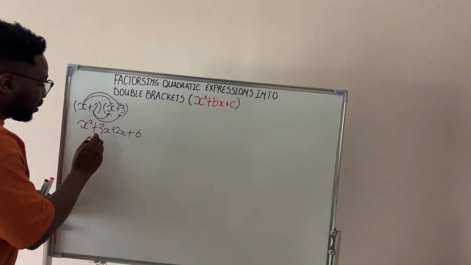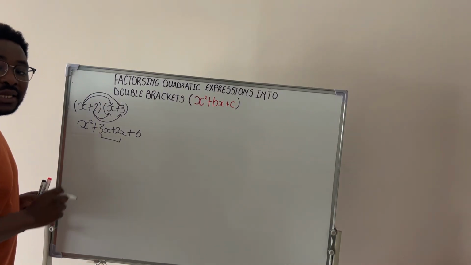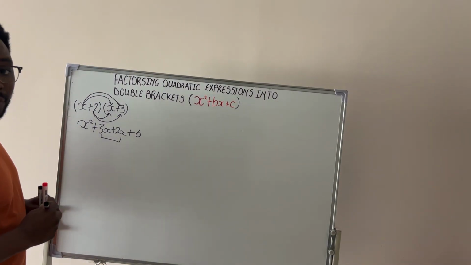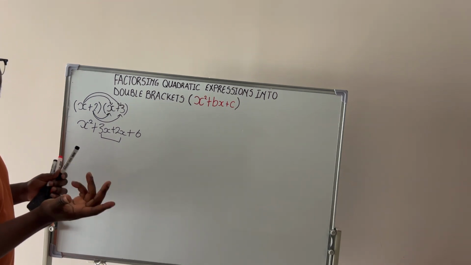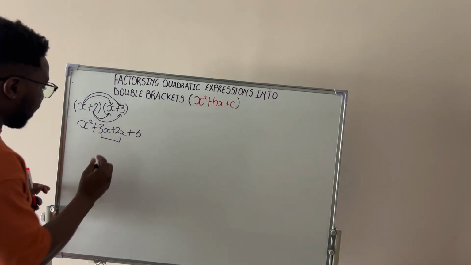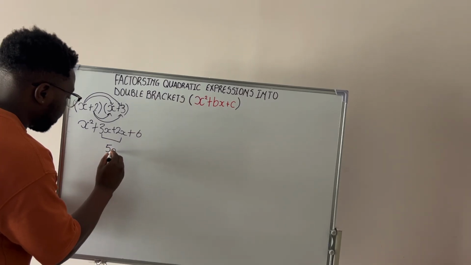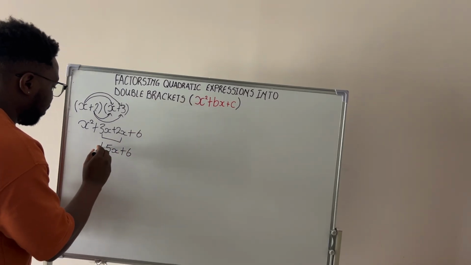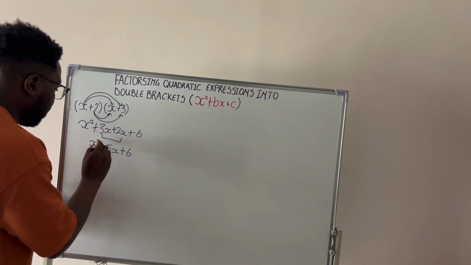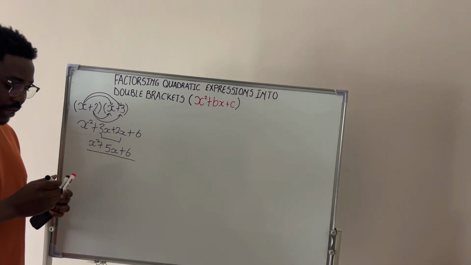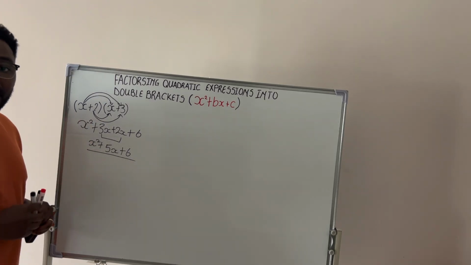Now if we look at these terms over here, these are like terms. They both contain x as a variable. So what can we do? We can simplify them, just add them together, and we get 5x. So I'll write my 5x over here, bring down my constant 6, and bring down my x squared. So there we go, we have expanded our expression.